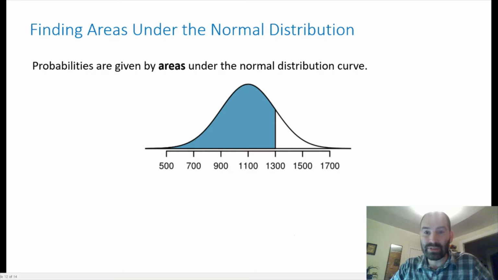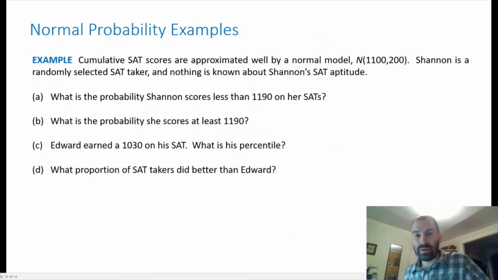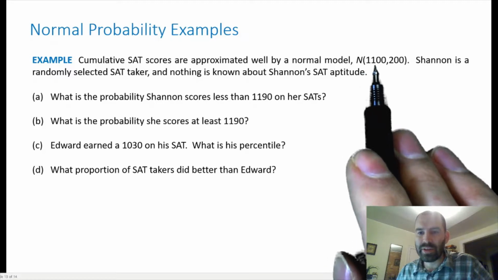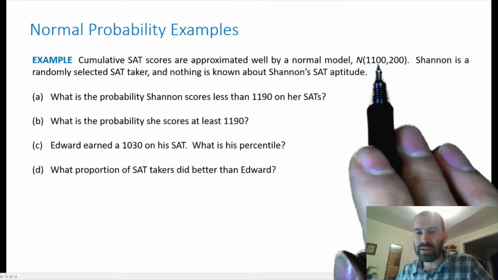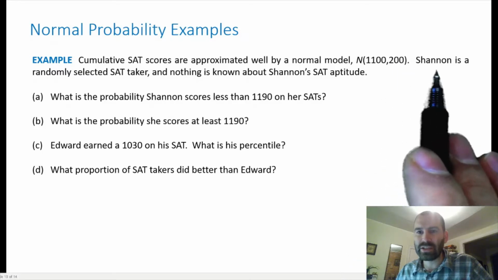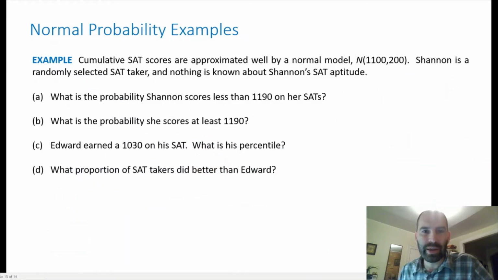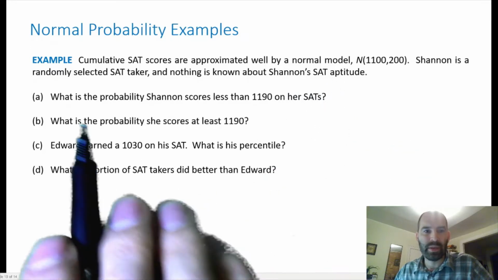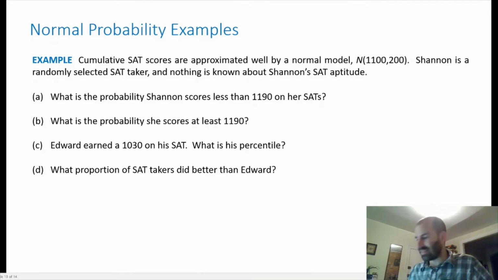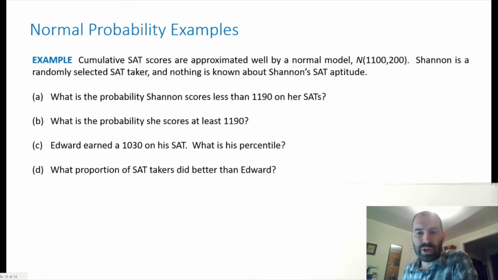Okay, let's look at some more examples. So here we have cumulative SAT scores are approximated well by a normal model. As we talked about in the last slide, this means that the distribution is normal with mean 1100 and standard deviation 200. It says Shannon is a randomly selected SAT taker, and nothing is known about Shannon's SAT aptitude. Part A, what is the probability that Shannon scores less than 1190 on her SAT? We don't know anything about how well she'd score, so what's the probability that she's going to score less than 1190?